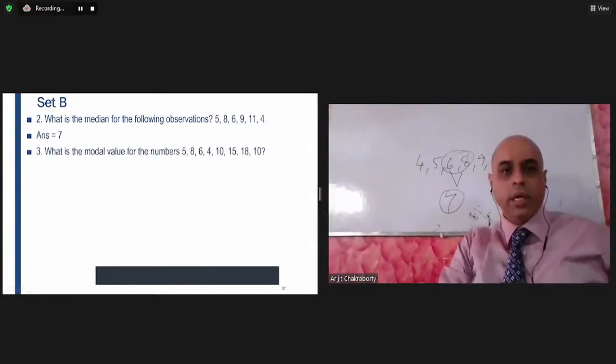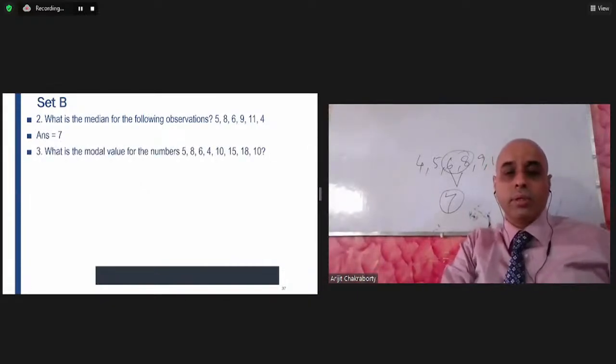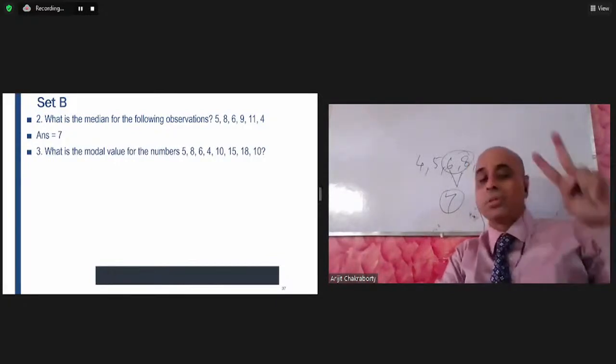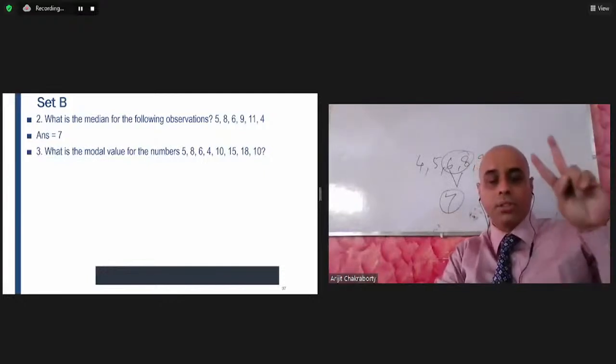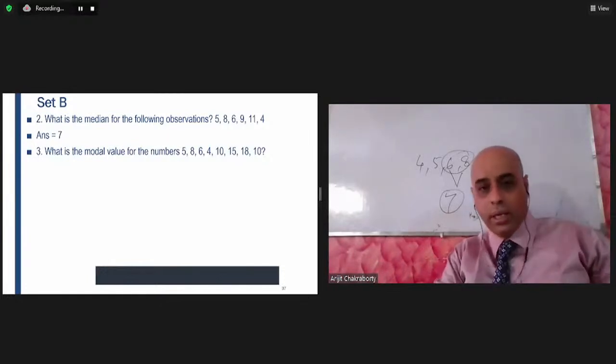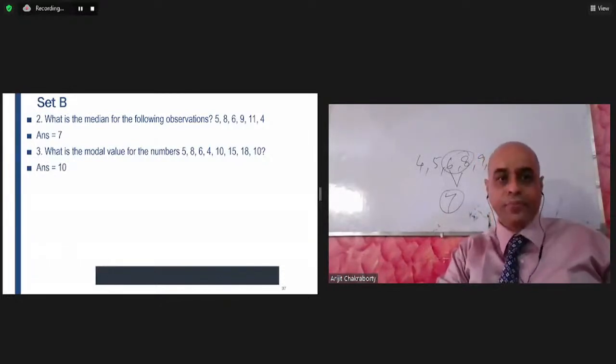Answer is 7. What is the modal value for the numbers 5, 8, 6, 4, 10, 15, 18, 10? Please note 10 comes 2 times, so the frequency of 10 is 2. All other numbers have frequency 1. So here the mode is 10.